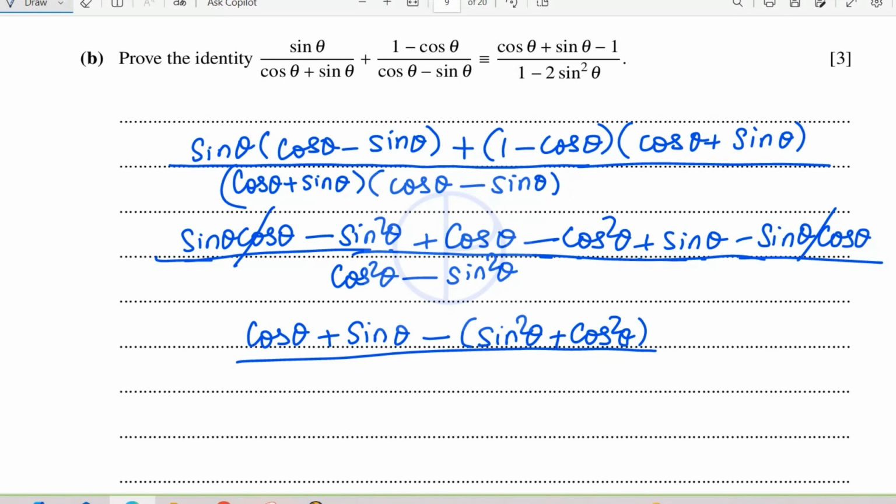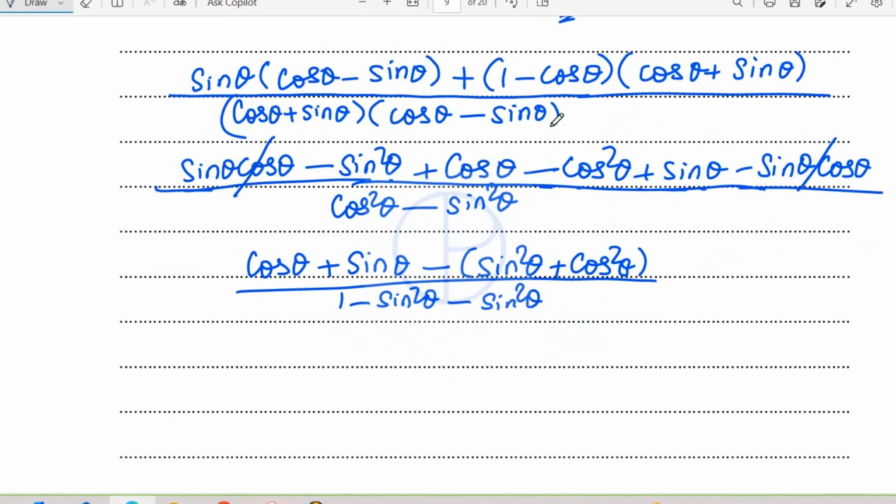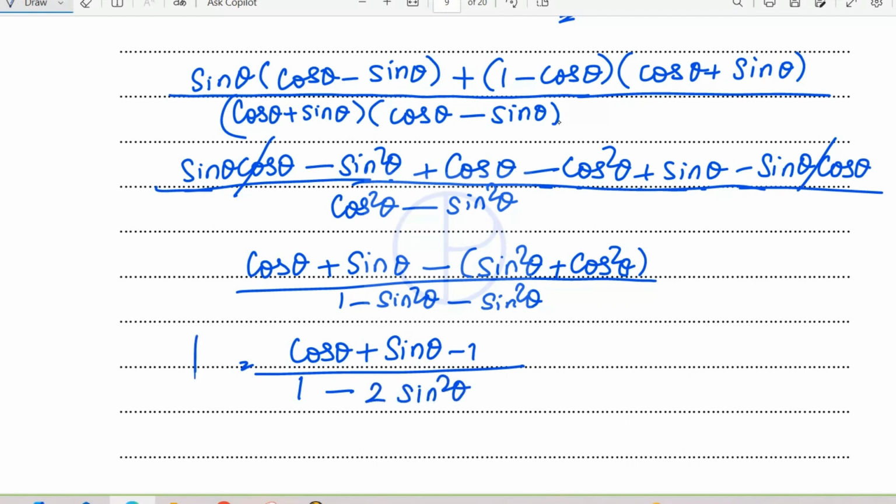But in the denominator, the answer we need the expression in terms of sin only. So for cos square theta, we will substitute cos square theta equal to 1 minus sin square theta minus sin square theta equal to cos theta plus sin theta, and this is equal to 1. So negative 1 divided by 1 minus 2 sine square theta. Hence we proved this one.